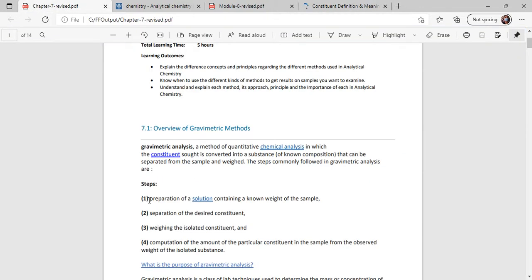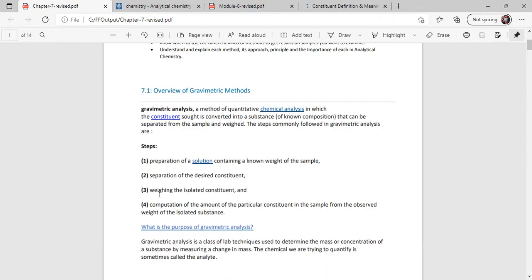Then in our steps for gravimetric analysis, you need to prepare a solution containing a known weight of a sample. Then you have to separate the desired constituent, then weigh the isolated constituent, and compute the amount of the particular sample from the observed weight of the isolated substance.